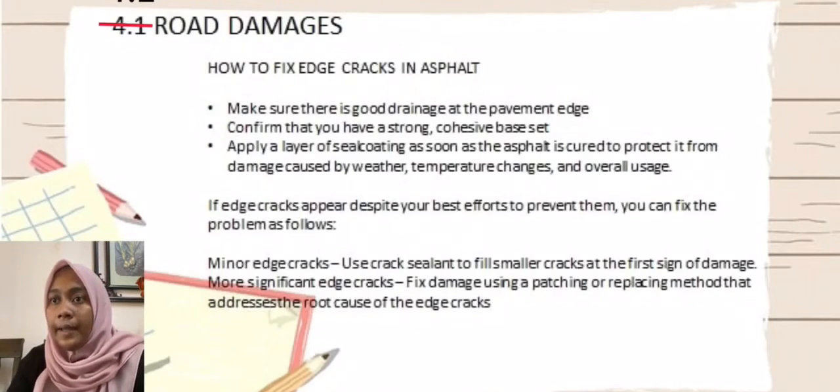Edge cracking happens because of a lack of support at the pavement edge, and because rural roads and driveways tend to be narrow. Traffic is forced to drive close to this outer edge. Poor drainage, poor quality base subgrades, and asphalt shrinkage can also contribute to the forming of edge cracks.